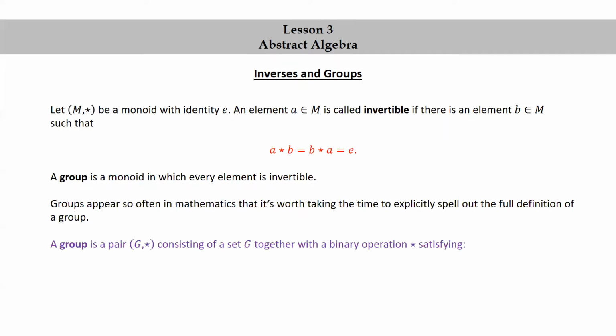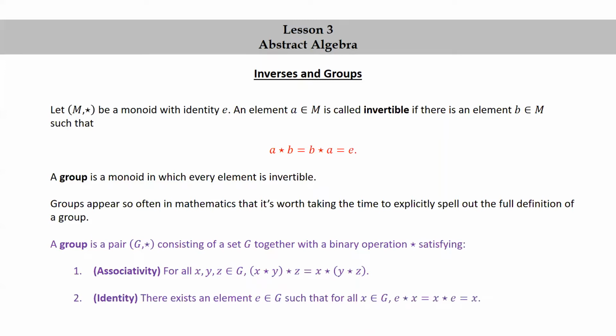A group is a pair (G, star) consisting of a set G together with a binary operation star satisfying: 1. Associativity. For all x, y, and z in G, (x star y) star z is equal to x star (y star z). 2. Identity. There exists an element E in G such that for all x in G, E star x equals x star E equals x. 3. Inverse. For each x in G, there is y in G such that x star y equals y star x equals E.